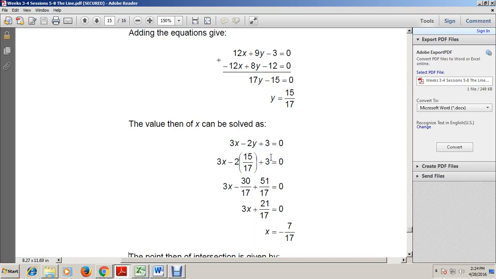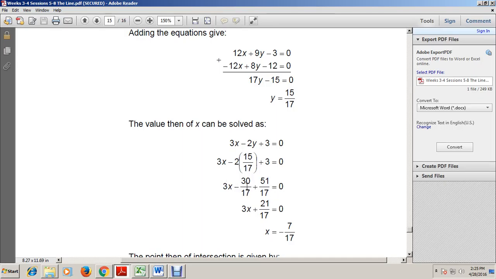Okay, so what happens here is that 51 over 17 was found by adding these two together to form one fraction. Then the fraction was separated into two. But actually, the solution here is misleading. We could have this as simply negative 30 plus 51 over 17.